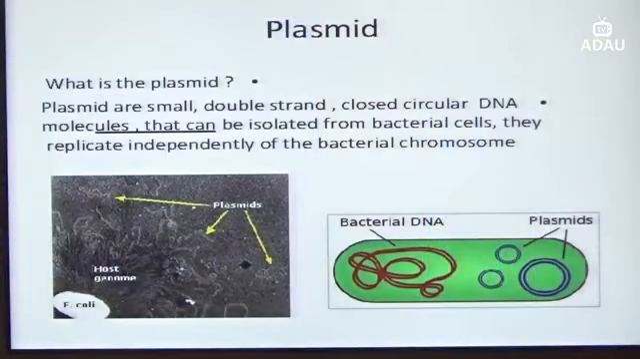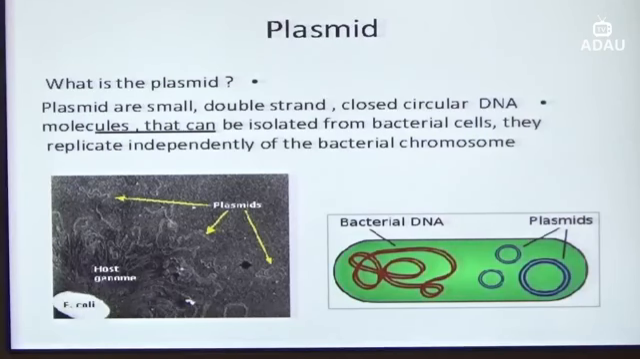What is the plasmid? Plasmids are small, double-stranded, closed DNA that can be isolated from the bacterial cells, even if sometimes we need the isolation of the bacteria from the culture media. From the diagnostic point of view, there are some types of microorganisms that can produce a pure culture, and for the diagnosis of some infectious diseases, we try to isolate the pure culture of the microorganisms.